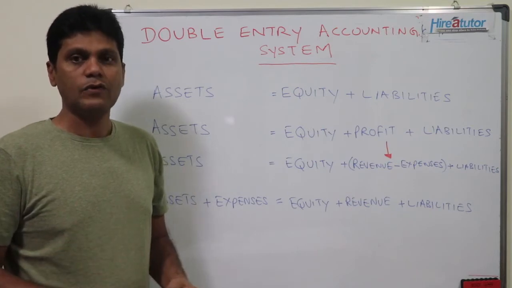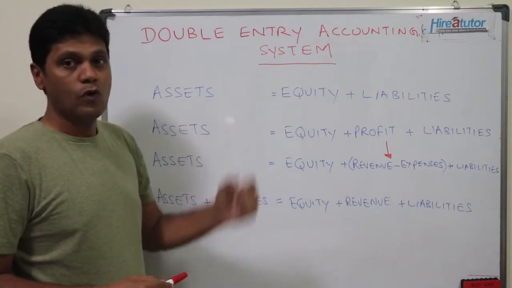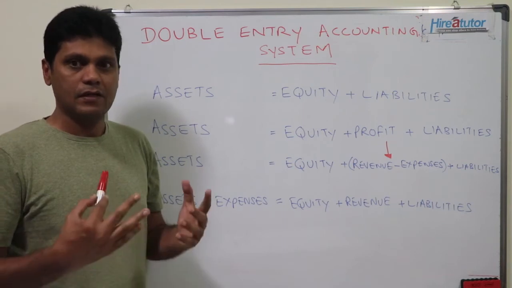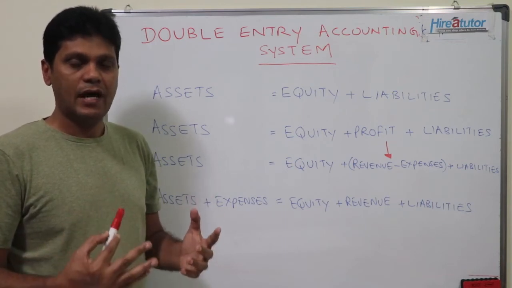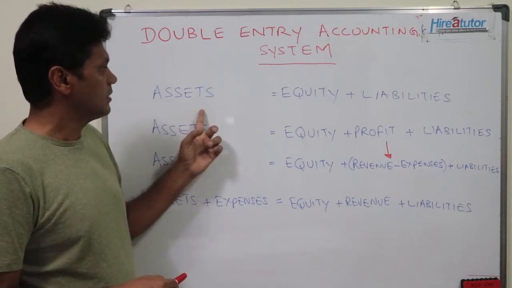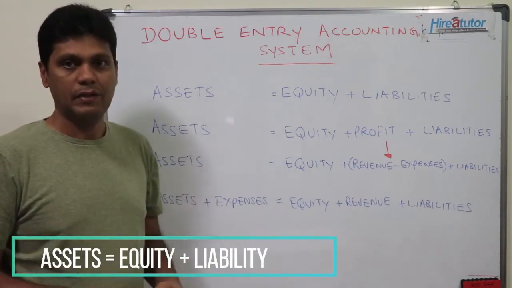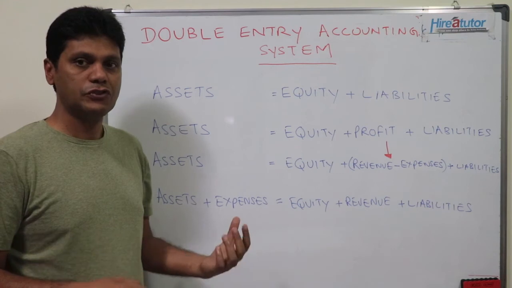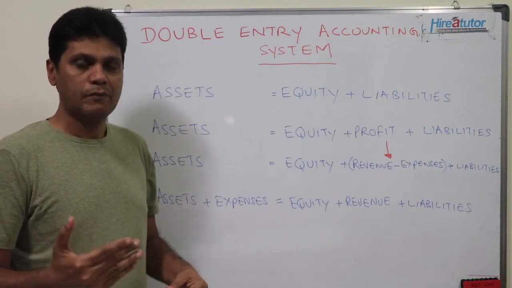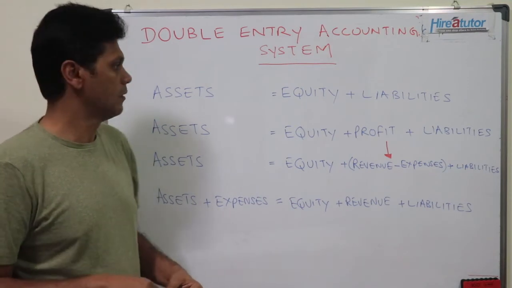In this video, I'm going to discuss the double entry accounting system. Before I move on to the double entry accounting system, let me recap some of the principles I discussed under accounting equation. The main equation we discuss is assets equal equity plus liabilities. Before you watch this video, I would highly recommend you go and watch my previous video on accounting equation. I have given the link below.